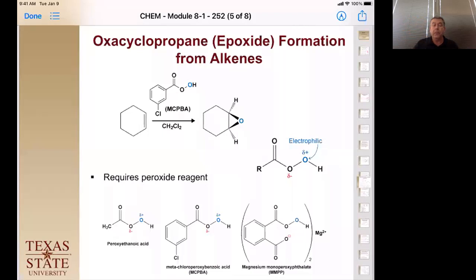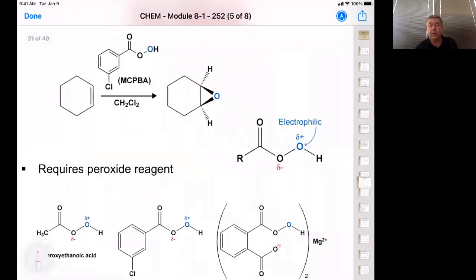Okay, so let's look at that acid a little bit here. If you had just a normal carboxylic acid, OH, we're going to have a negative charge on this oxygen because we're going to have that partially positive charge on that hydrogen, right? But when we add that extra oxygen, one of these oxygens now becomes electrophilic, partially positive, okay?